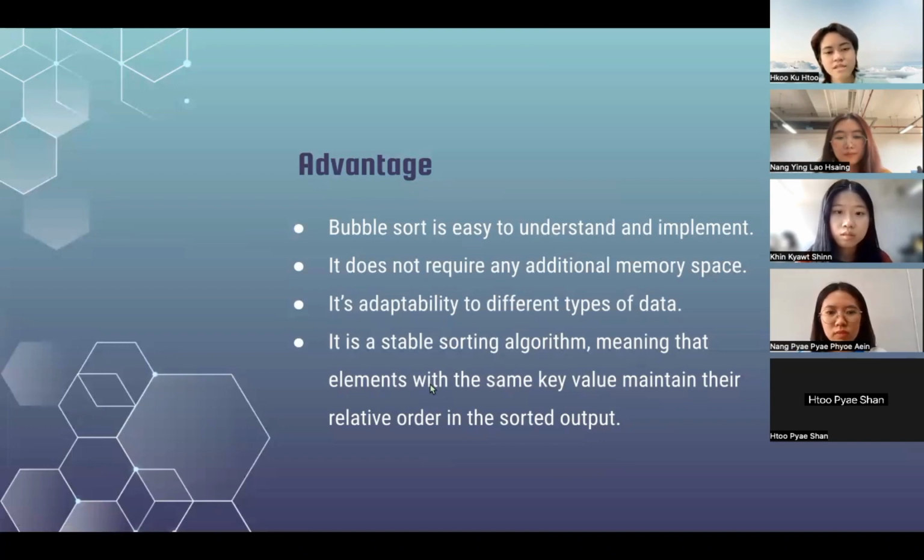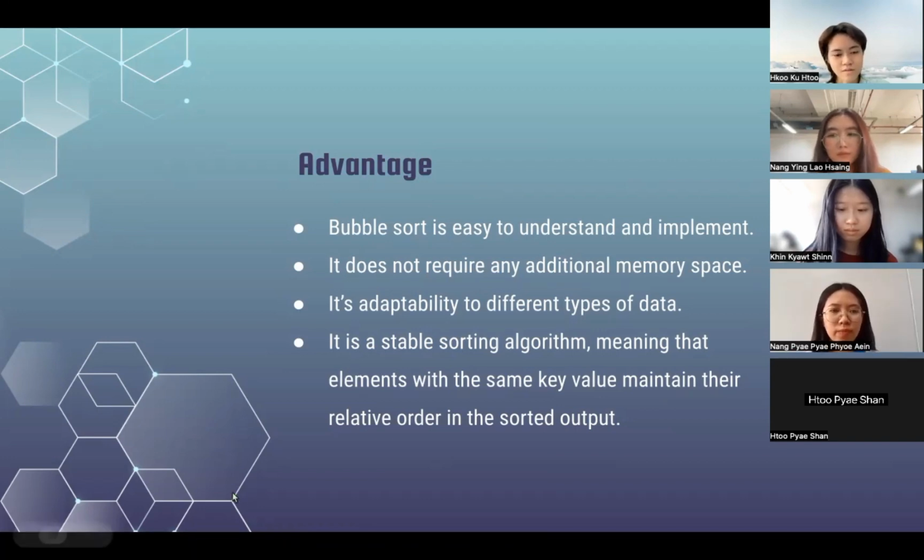Thirdly, bubble sort's adaptability to different types of data is another advantage. It can sort data of any type, whether it be integers, floats, or strings. Lastly, bubble sort is a stable sorting algorithm, and this means that elements with the same key value maintain their relative order in the sorted output. This can be useful in certain scenarios where maintaining the original order of equal elements is important.